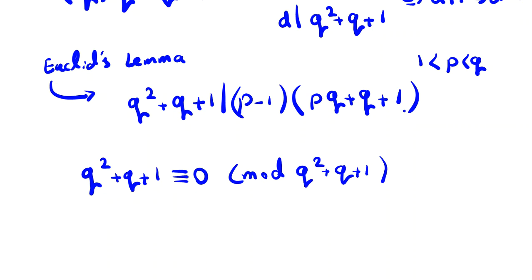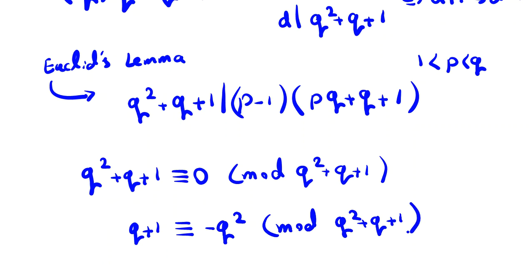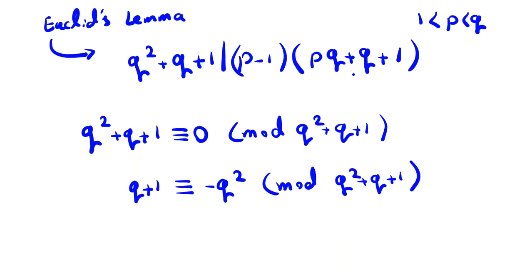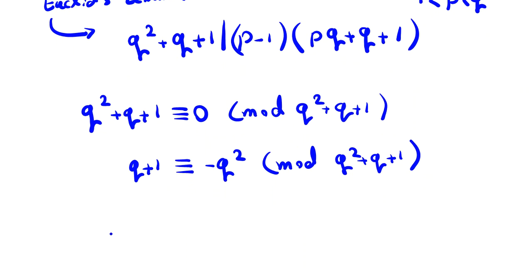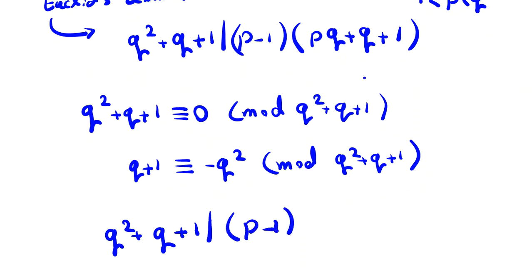So here we have q plus 1, so you can say q plus 1 is congruent to, take this to the right hand side, like equality, you can use that. So you can say q plus 1 is congruent to negative q squared. So if you write it in congruency and change it again to divisibility, you can say q squared plus q plus 1 divides p minus 1. You can replace q plus 1 because it is equal mod this.